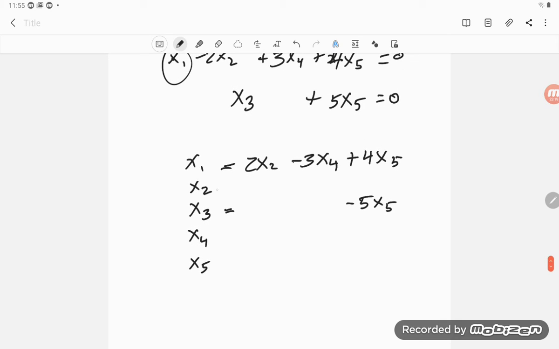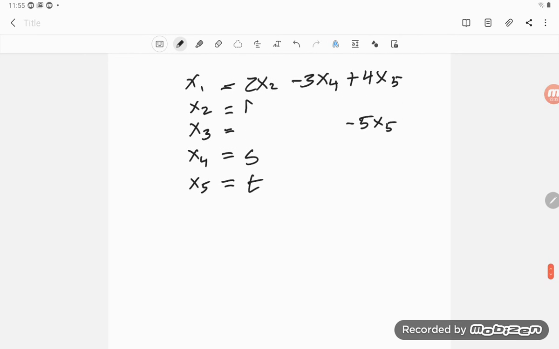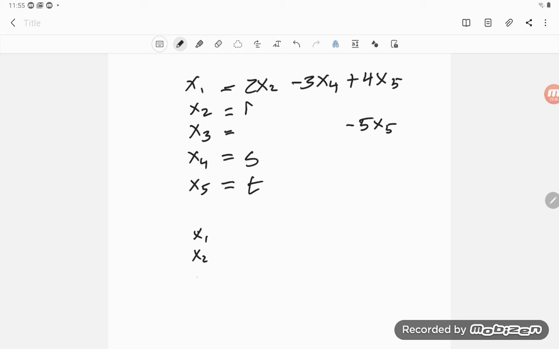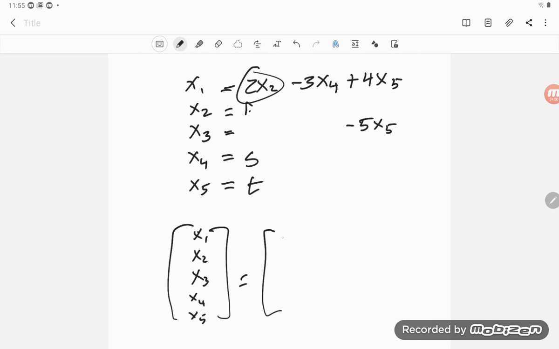Okay, now x2, x4, and x5 are arbitrary. So let me call x2 R, let me call x4 S, and let me call x5 T, and make those substitutions, and I get x1, x2, x3, x4, x5 is equal to, well, we've got the 2R there and R. So I'm going to write this as 2R, R, but then there are no other R's, so 0, 0, 0.